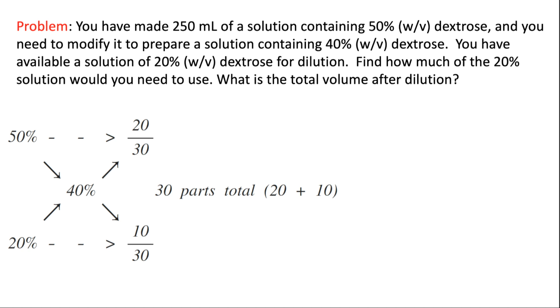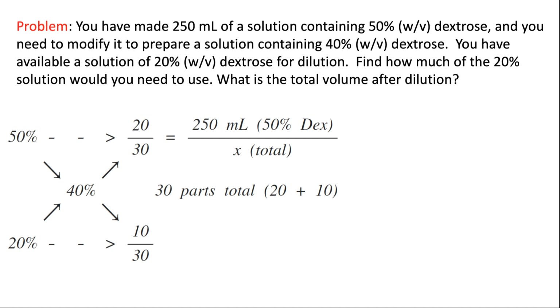Remember, what we have is 250 mils of the dextrose 50% solution. Okay, so now let's start with that. Where we will start to answer this question is with the 50%. Where our alligation tells us we need to make a 40%, we need to have 20 parts of the 50% out of 30 parts total.